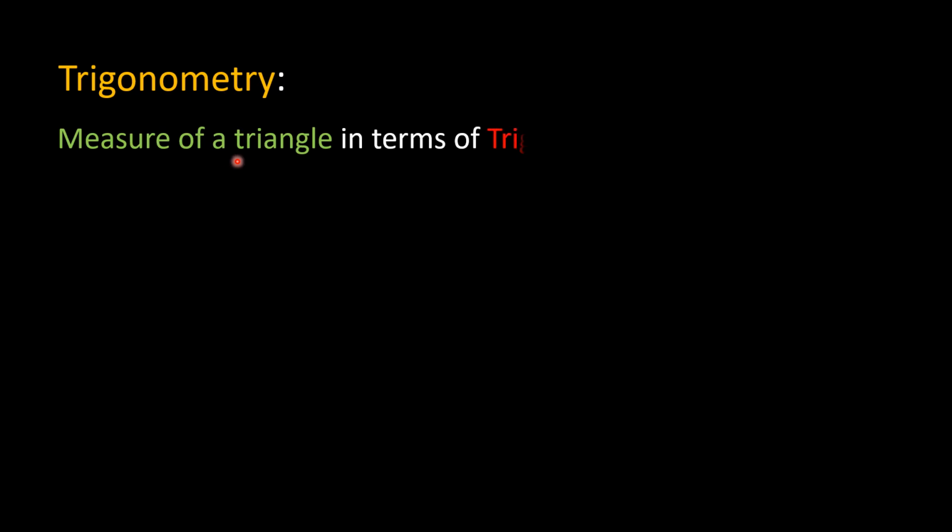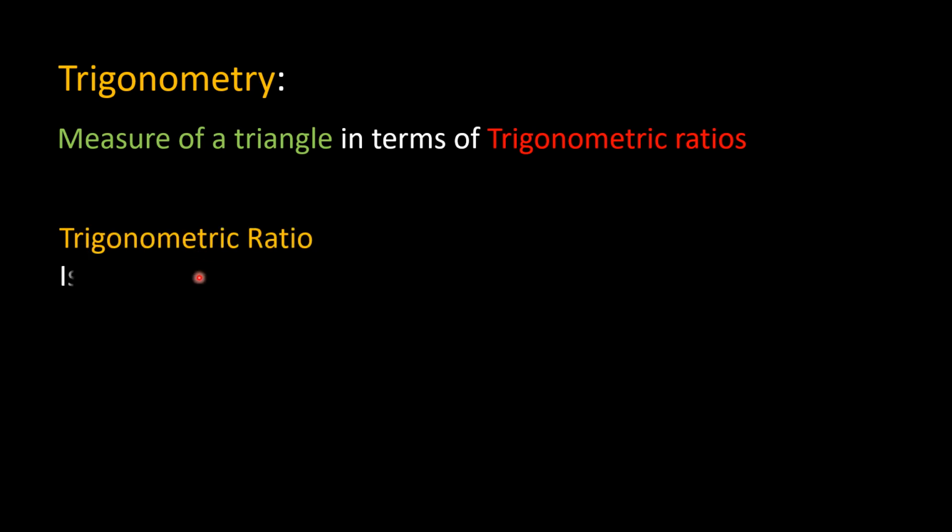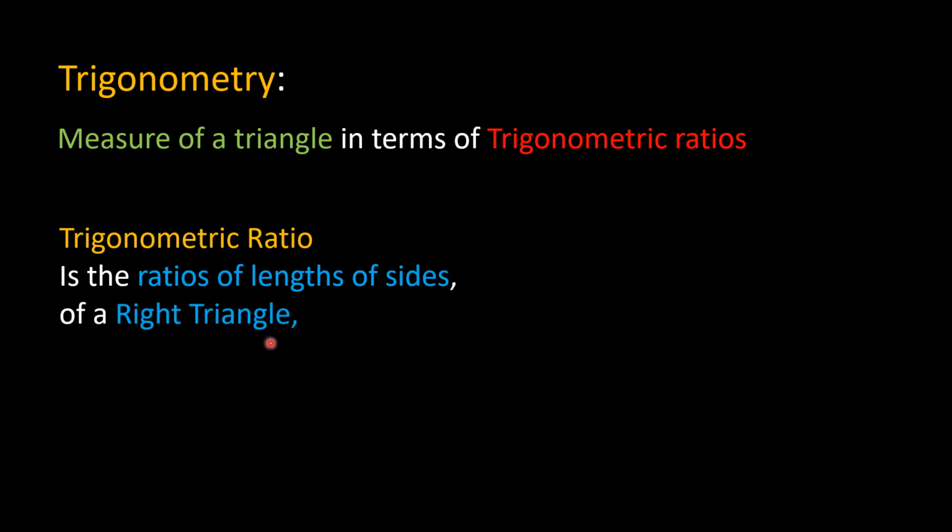In this video, we will understand about the basics of trigonometry. Trigonometry literally means measure of a triangle in terms of trigonometric ratios. Now, what is a trigonometric ratio? Trigonometric ratio is the ratio of lengths of sides of a right triangle related to a particular angle.